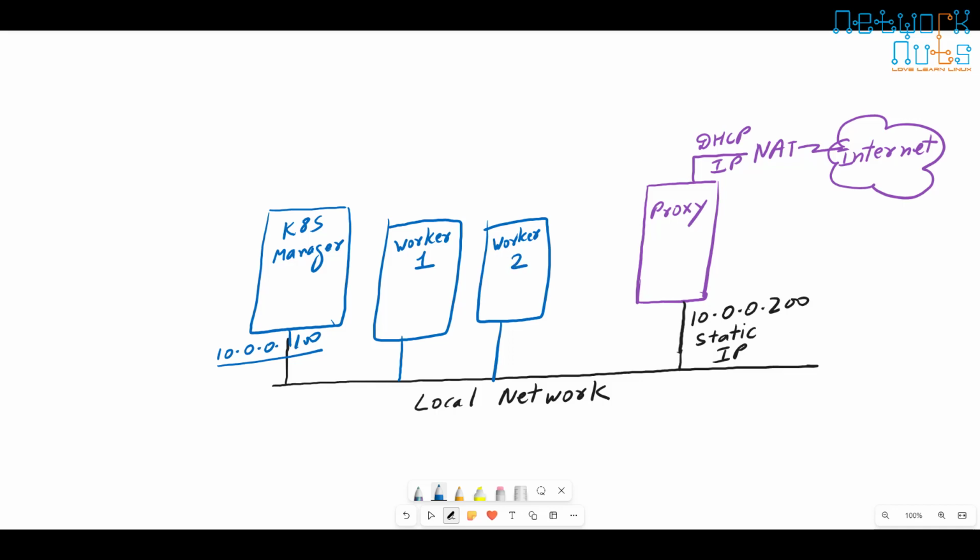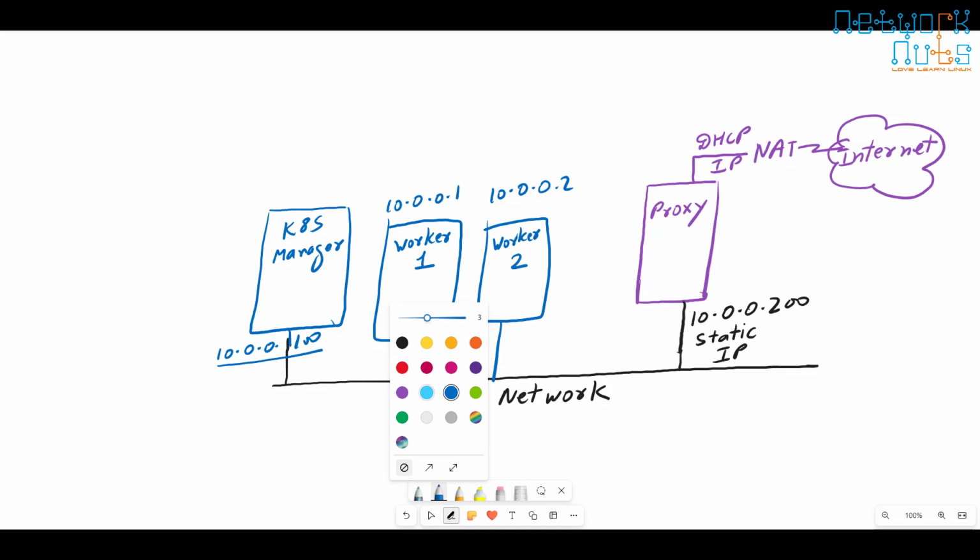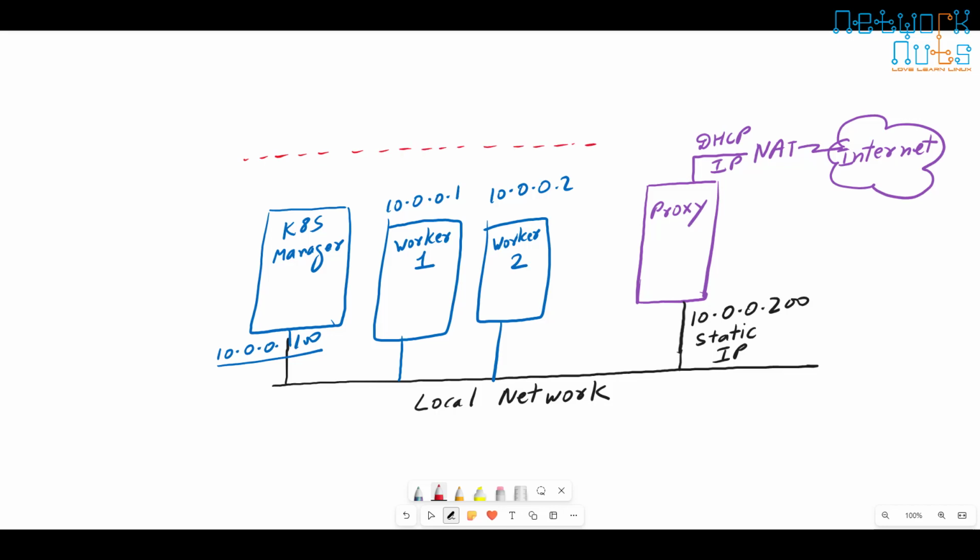So worker 1 will have an IP of 10.0.0.1, it will be easy for me, and worker 2 will be 10.0.0.2. This is it. Now the cluster is this. My Kubernetes cluster is only this part. The proxy is on the network but not a part of the cluster. This is my Kubernetes cluster.